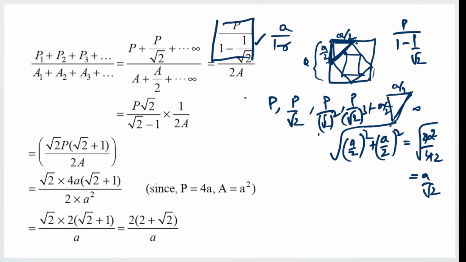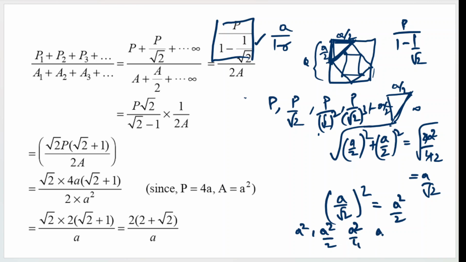Now if you look at area, the side is A by root 2, so the area is A square by 2. The area of the biggest square is A square, the second is A square by 2, the third is A square by 4, and the fourth is A square by 8. Every subsequent area is half the area of the previous square.